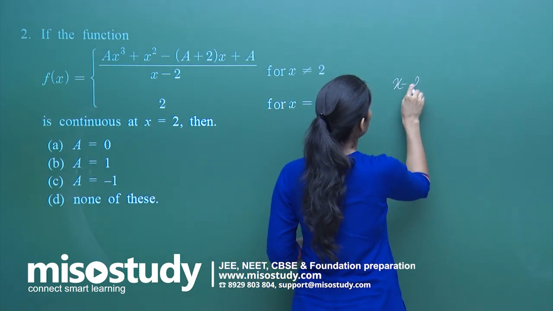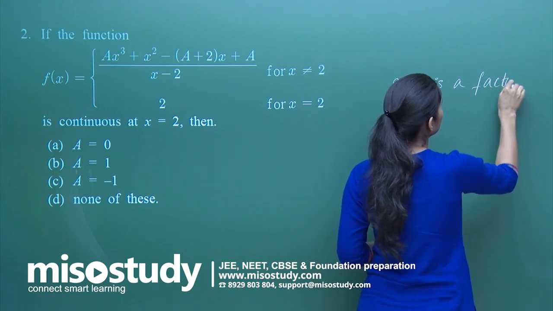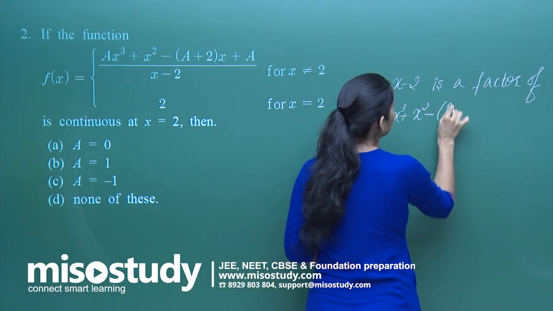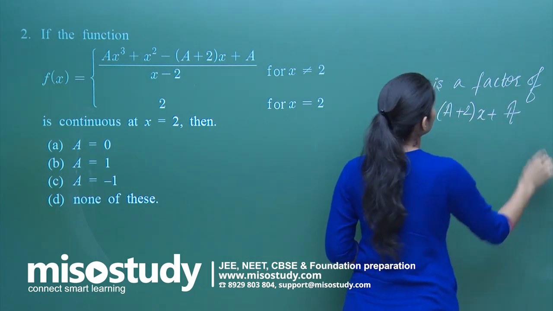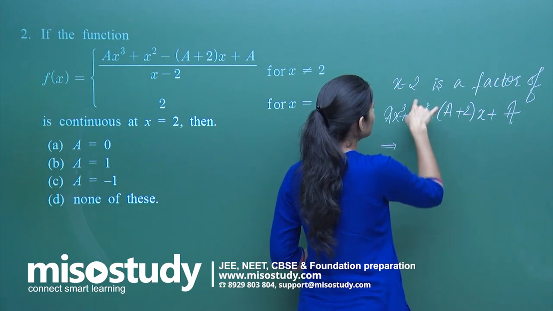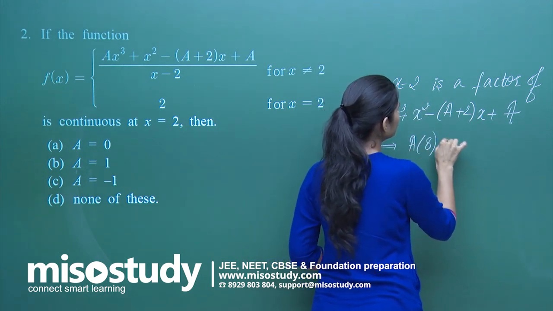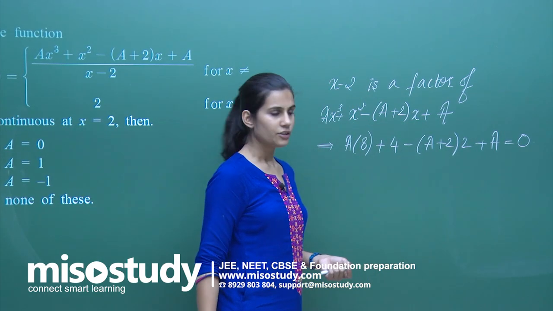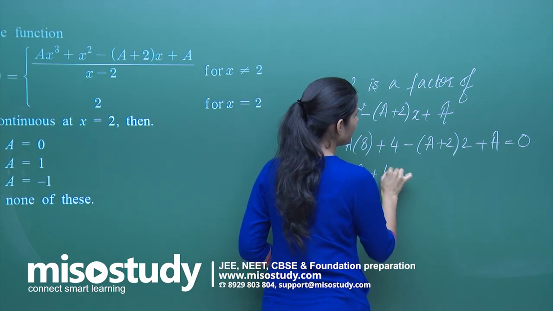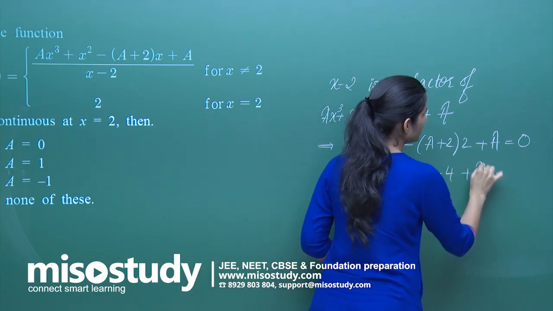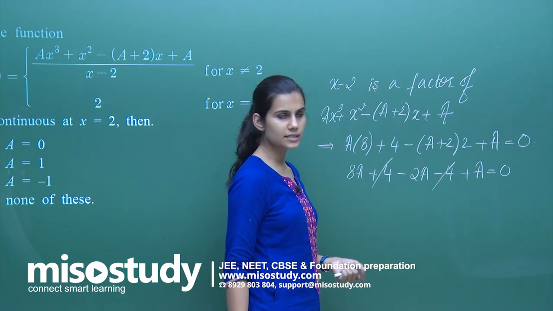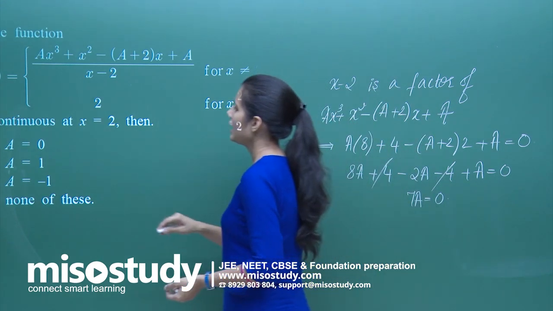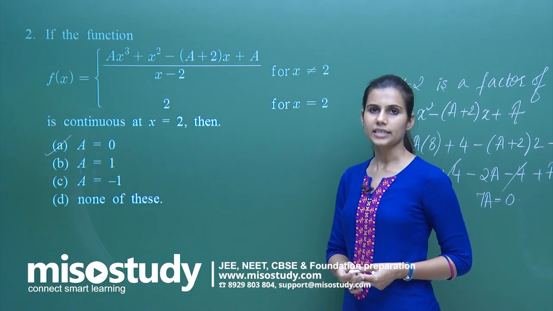x minus 2 is a factor of ax cube plus x square minus a plus 2x plus a. Factor of this means 2 is a 0 of this. That means in place of x, if I put 2, I am getting 0. So, you get 8a plus 4 minus 2a minus 4 plus a is 0. Minus 4 plus 4 cancels. You are left with 8a minus 2a, that is 6a, 6a plus a, that is 7a is 0, or I can say a has to be 0 for this function to be continuous at x equals 2.